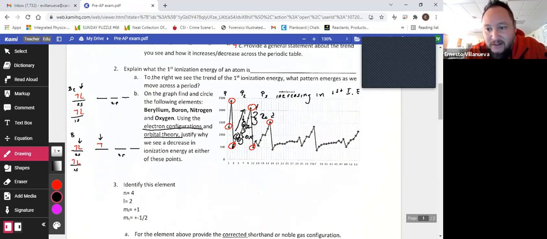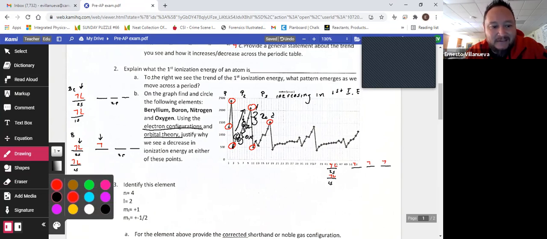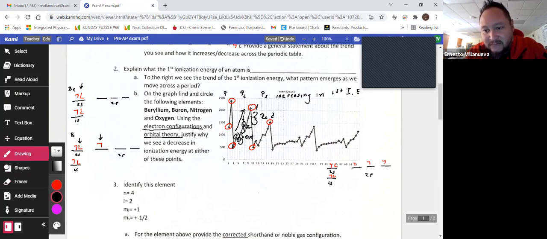When you take a look at the configuration, for example, in oxygen and nitrogen, you see the same thing. Here's your 1s, here's your 2s, here's your 2p. So let's take a look at nitrogen. It's going to be 5 electrons: 1, 2, 1, 2, 3, 4, 5. Right here, the 2p is still not full, but at least every subshell has an electron.